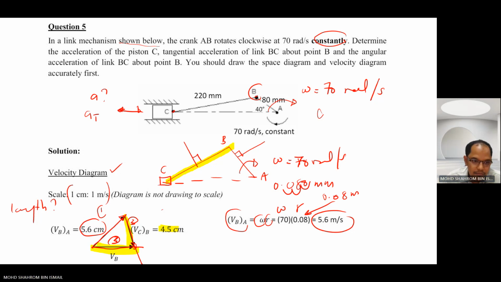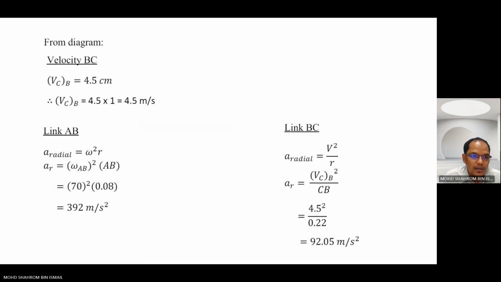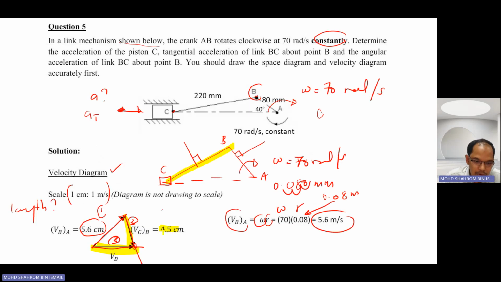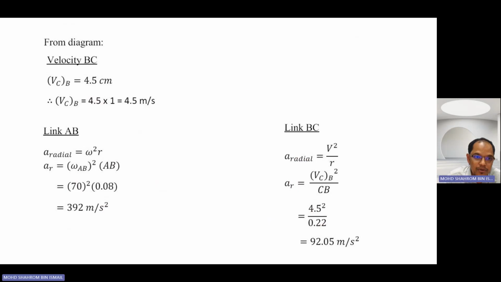All right, so this is very straightforward for the velocity diagram we discussed in our previous class. Now we move on to the extension of our study. Of course, that 4.5 centimeter, you're going to multiply with the scale, 1 centimeter equivalent to 1 meter per second.